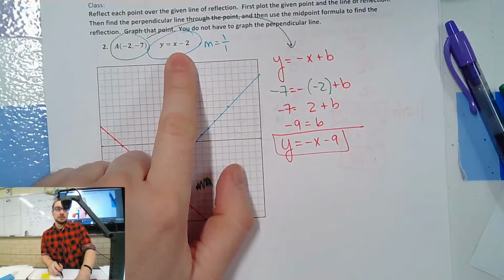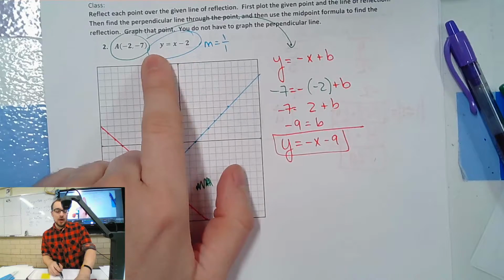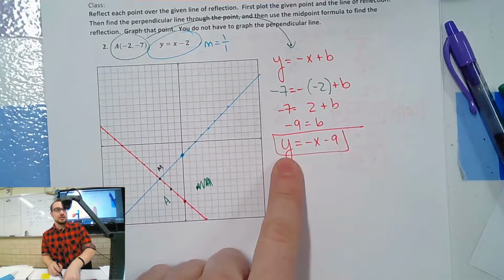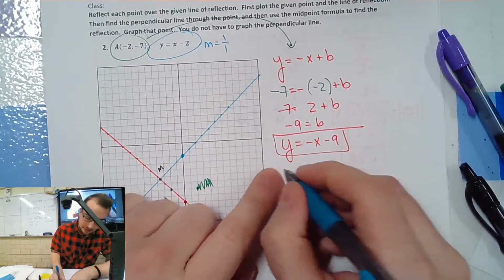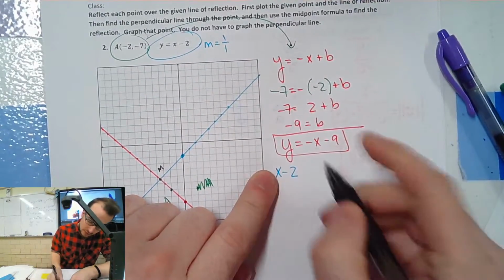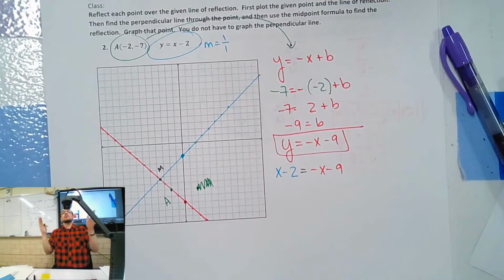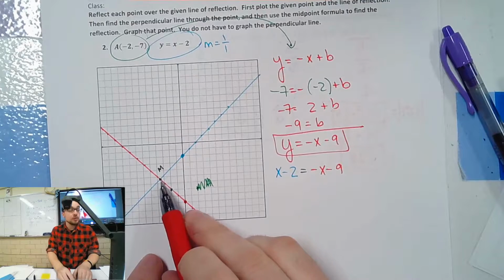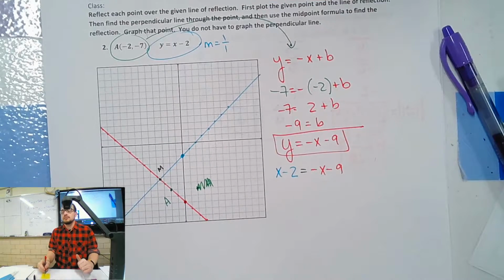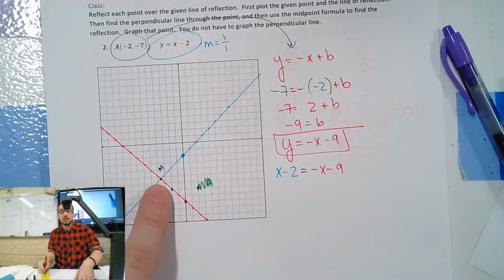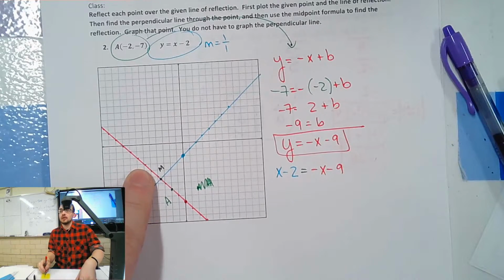y equals x minus 2. So if y equals x minus 2, can't I substitute that down here? Right? I can. So I'm going to put x minus 2 in for y, and I'm going to solve for x. And where I find x is where they both agree. They're only going to agree at one spot. And that's going to be the midpoint between A and where A prime is reflected to.